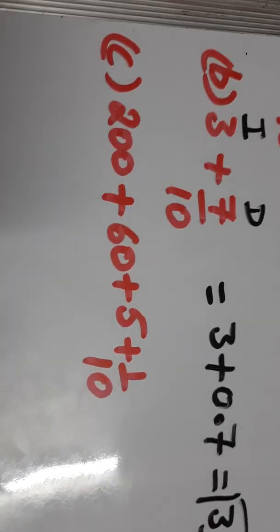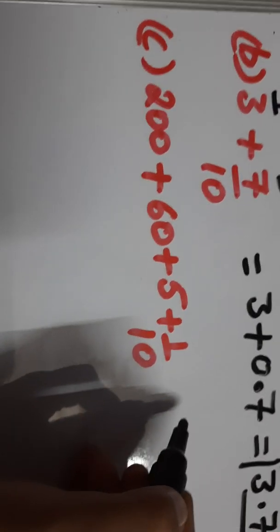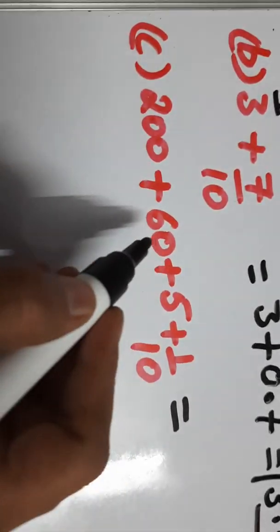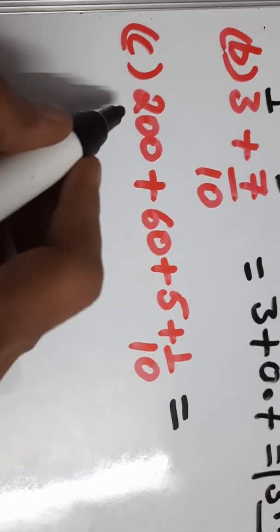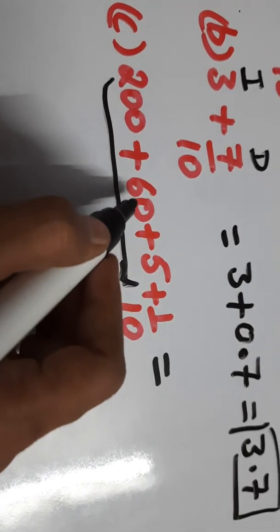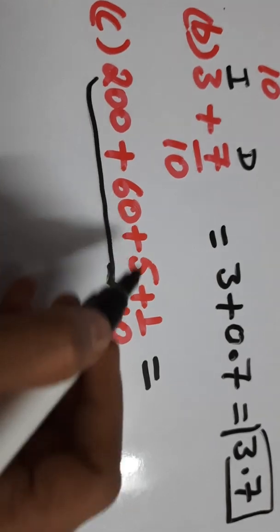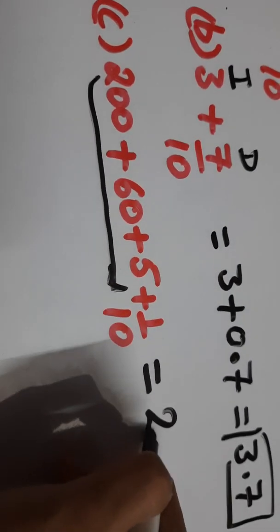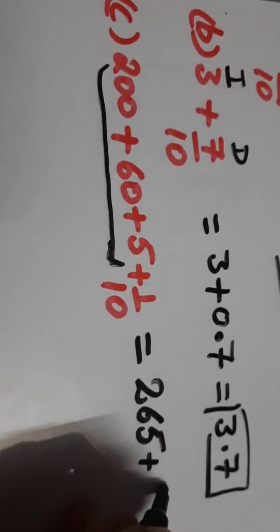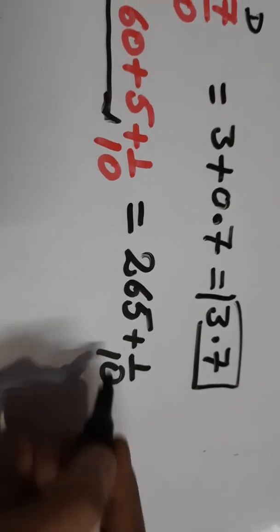Now let us see the third part. It is 200 plus 60 plus 5 plus 1 by 10. So let us do this also. So let us convert this. As you know, no fraction is there, that means whole part. This is whole part, this is whole part. We can add the complete whole part together, like 200 plus 60 is 260. 260 plus 5 is 265. We can add it directly, plus 1 by 10. This is the decimal part as it is having the fraction.